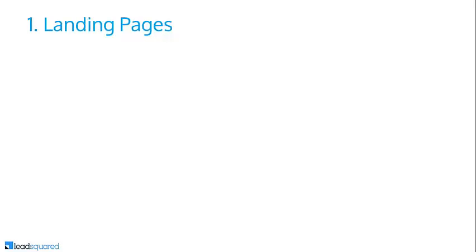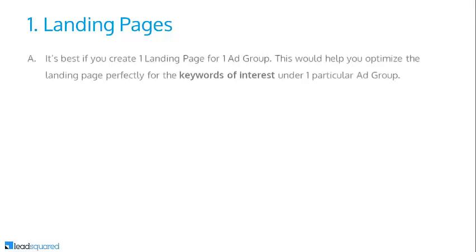Let me come to the first thing to begin with, which is landing pages. Subhashri has already explained that it is a best practice to have multiple campaigns with multiple ad groups, and each ad group should have a small number of keywords. 5 to 8 keywords is recommended. I'll give you another quick tip with that. It is best if you create only one landing page for one ad group. This helps you optimize that landing page perfectly for the keywords of interest under one particular ad group.